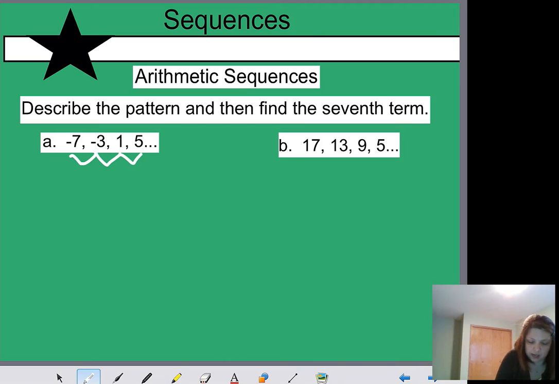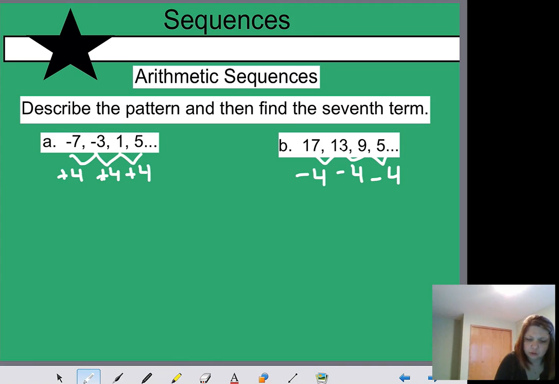Some of you probably already have the answer and say, yeah, we're adding 4. That's true, because -7 plus 4 is -3. -3 plus 4 gives you 1, and 1 plus 4 gives you 5. So because of this plus 4, plus 4, plus 4, we know that we're using an arithmetic sequence. How about the second one? From 17 to 13, we go by subtracting 4. 13 to 9, we subtract 4. 9 to 5, we subtract 4. So that's what we call a pattern and a sequence, because we're doing the same operation over and over again.